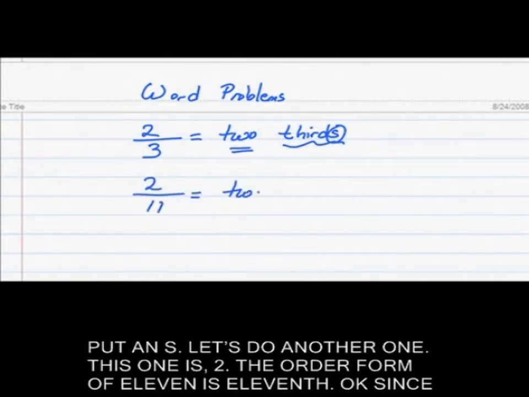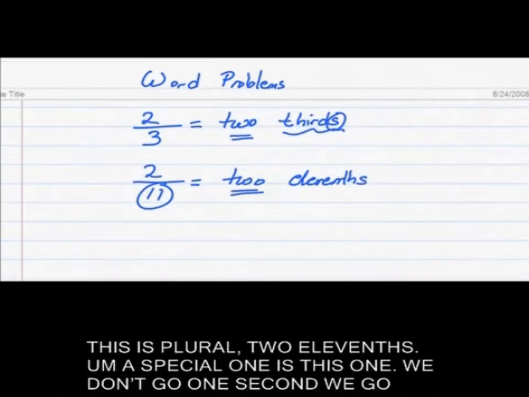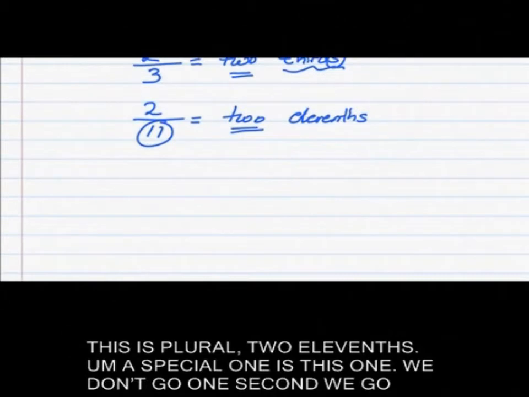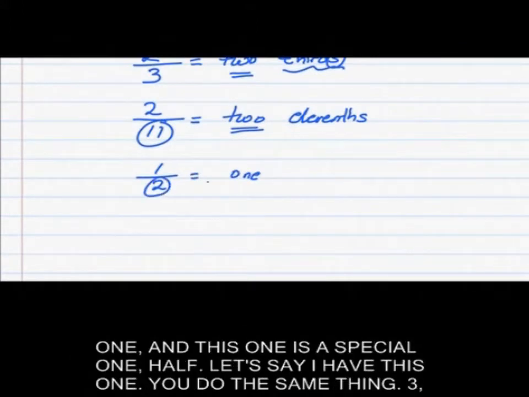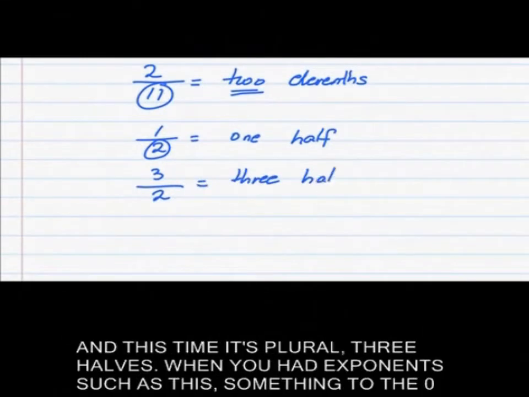Let's do another one. This one is 2/11. The ordinal form of 11 is 11th. Since this is plural, 2/11ths. A special one is this one. We don't say 1/2th, we say 1, and this one is special: half. Let's say I have this one. You do the same thing: 3, and this time it's plural, 3/2.